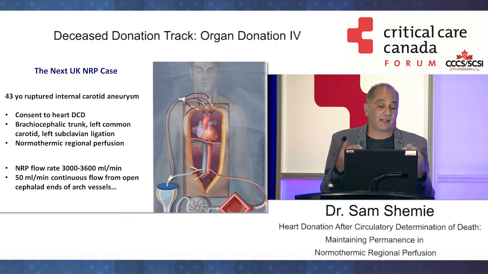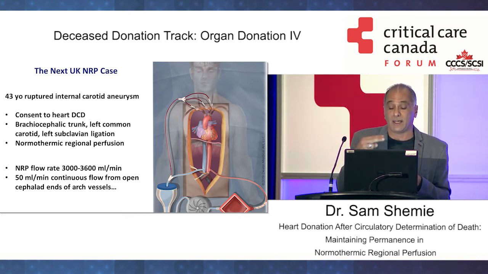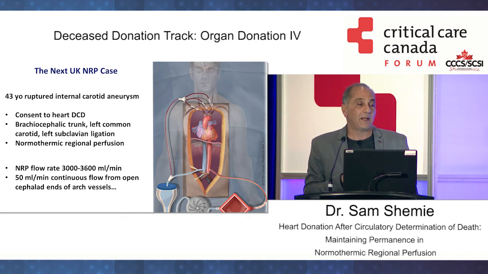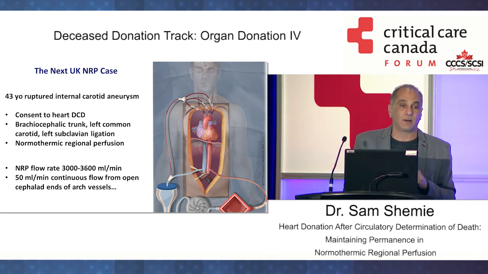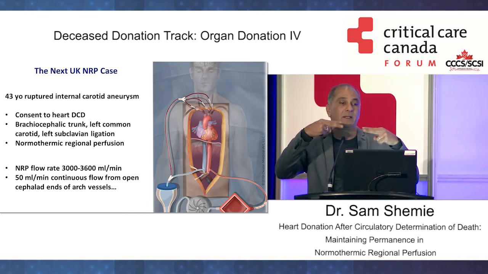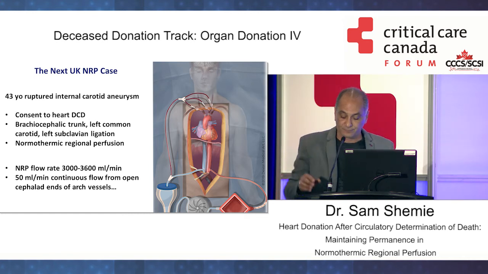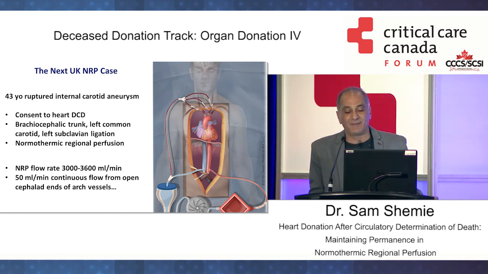the brachiocephalic trunk, the left common carotid, and the left subclavian were ligated, blocking brain blood flow, and then normothermic regional perfusion was started. Instead of just clamping the arteries of the arch, what they did, in fact, was open the cephalic ends, the head part, the distal ends of the arch vessels. They clamped over here, but left these open to drainage to atmosphere, to zero pressure.